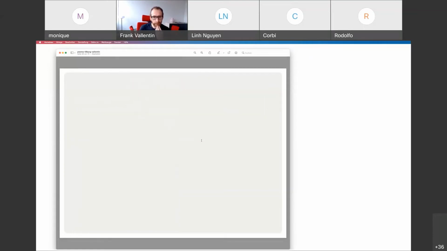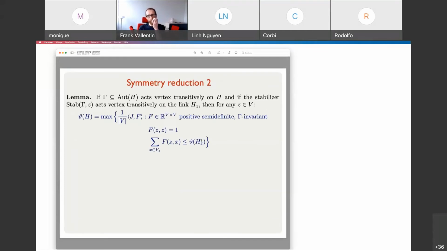Second item of symmetry reduction is when we even have more symmetries. Suppose we have a vertex transitive action on H, and suppose also that the stabilizer of the link is also vertex transitive. Then we can simplify the computation of the theta number even more.